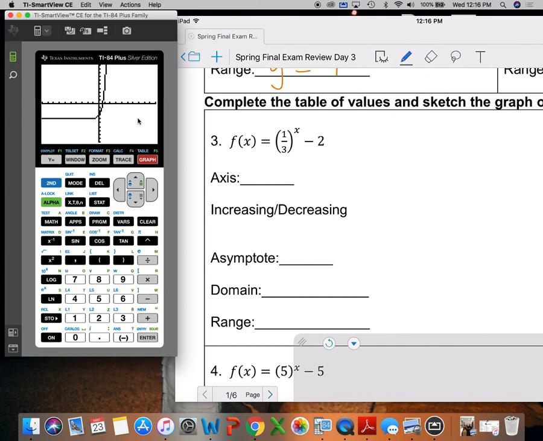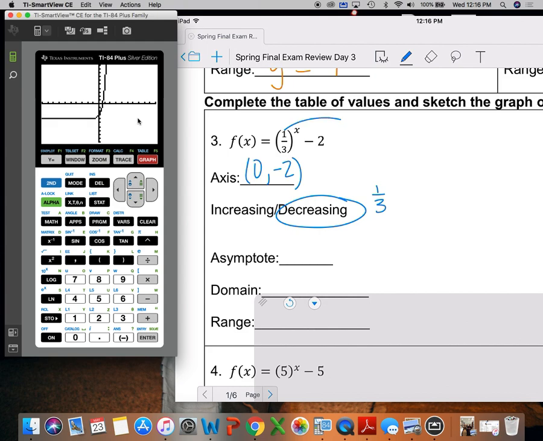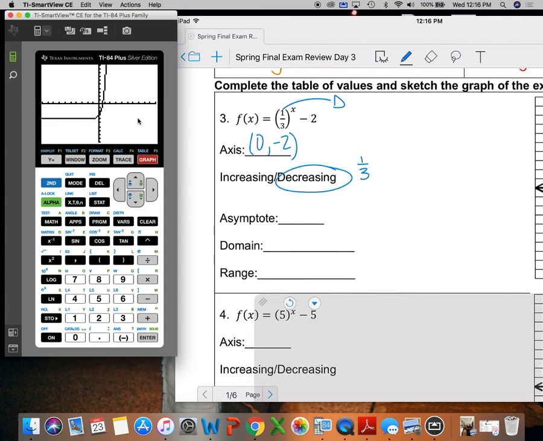So here, to complete it and sketch it, the part that comes into play with sketching is the whatever x is raised to. So my axis is 0, -2 because there's nothing with x and a -2 that follows. This one is going to be decreasing because of the fraction. If it's less than 1, it's decreasing. If it's greater than 1, it's increasing. Asymptote is going to be at -2. Domain is all reals. Range is greater than or equal to -2.